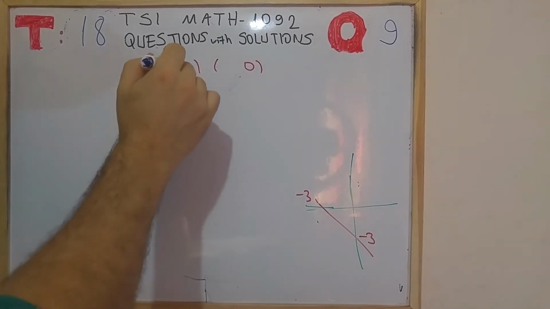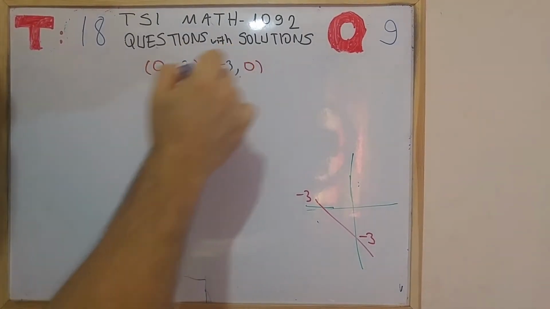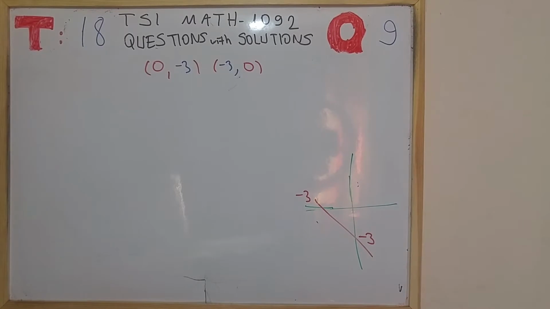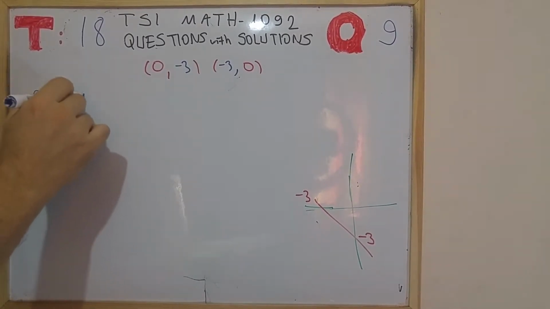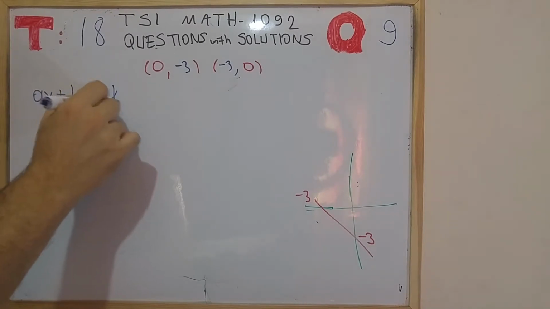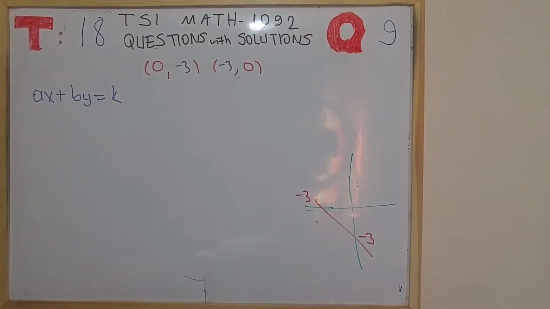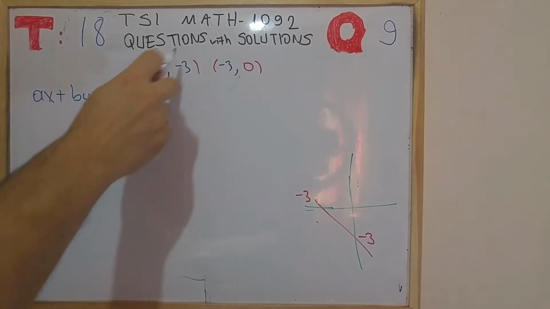I know where the x's are cut: minus 3, 0, and 0, minus 3. So let's remember the form of the function: ax plus by is equal to k. So let's find a and b out now. When x is equal to 0, y is equal to minus 3.